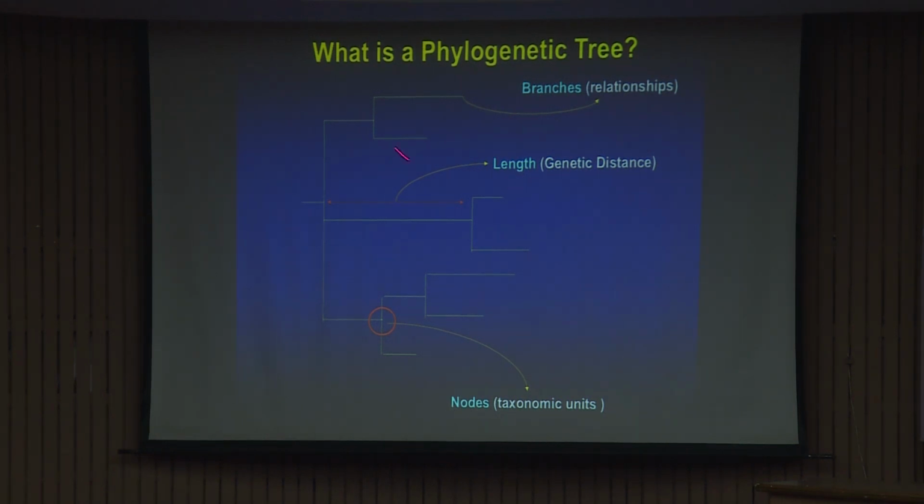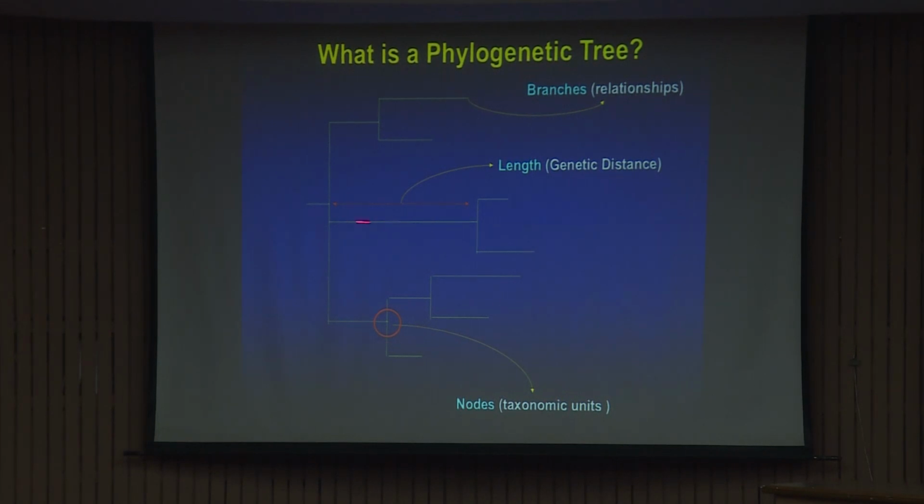Okay? So, there are 3 things. One is the length of the branch, one is the branch itself, and this is the nodes, or clade, we call them clade also. And there is some value which is given just below or above these nodes. This is called bootstrap value. This tells you the significance of this grouping, whether it is significant or not.